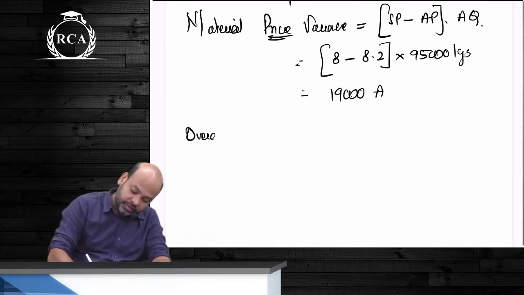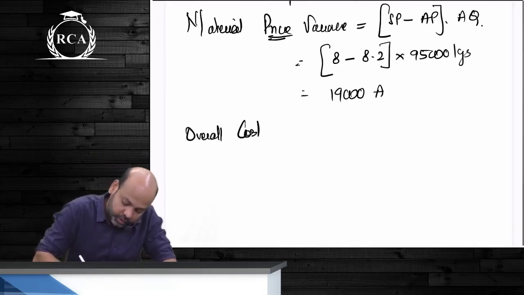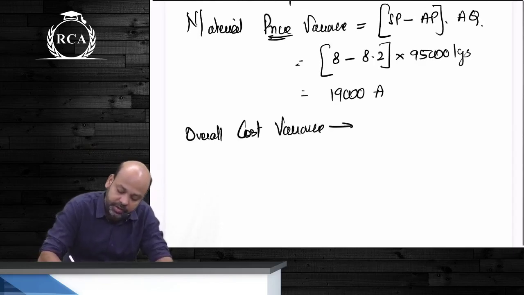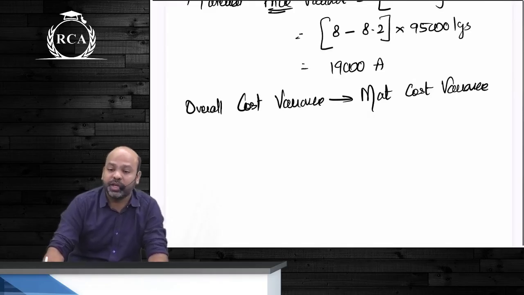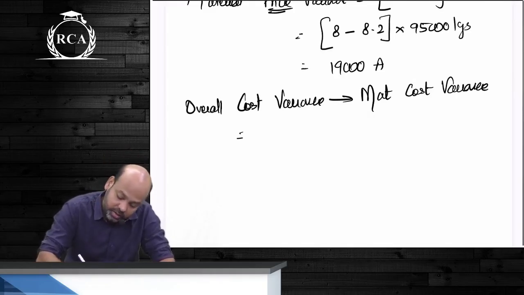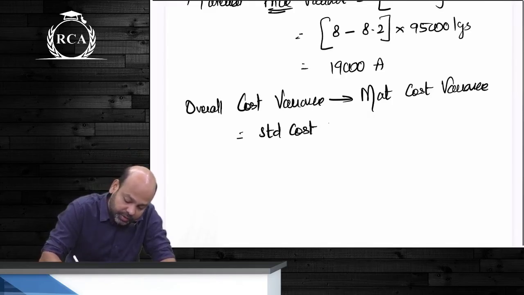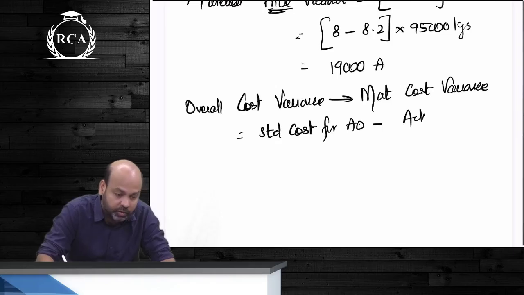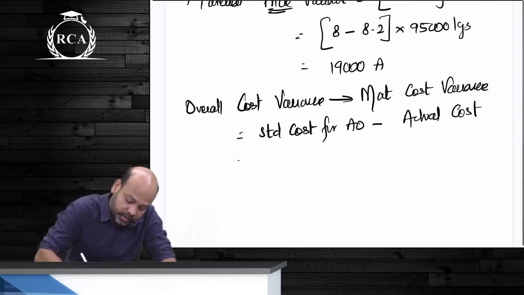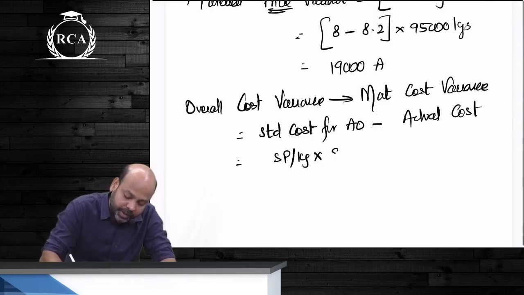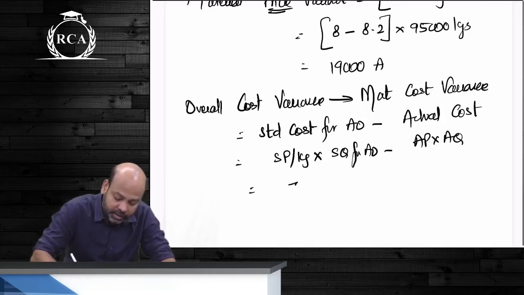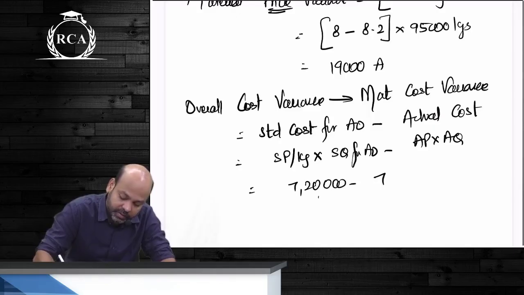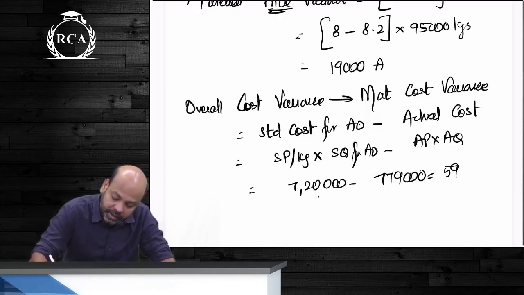Your overall cost variance will simply be called material cost variance. Material cost variance, ये compute करने के लिए you can either add material usage variance and material price variance, guys, or it is total standard cost for actual output minus actual cost. What was your total standard cost for actual output, guys? You can write that as SPSQ minus APAQ. 7 lakh 20,000 minus 7 lakh 79,000. That will become 59,000 adverse.